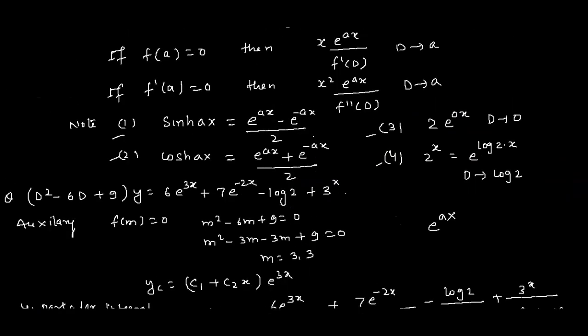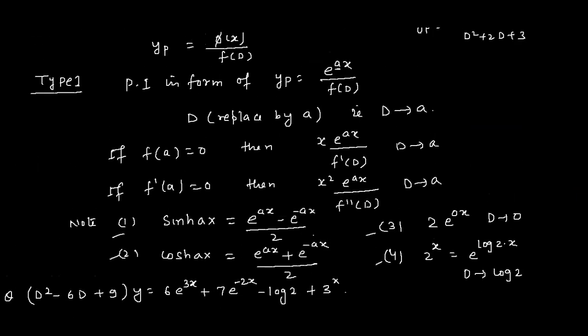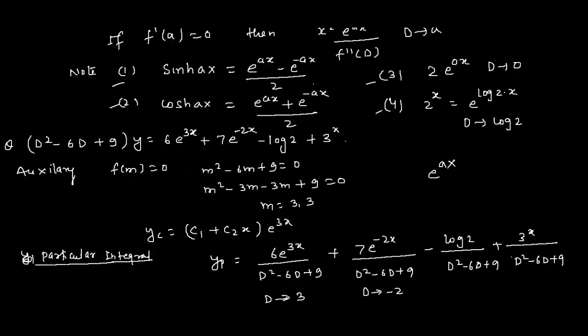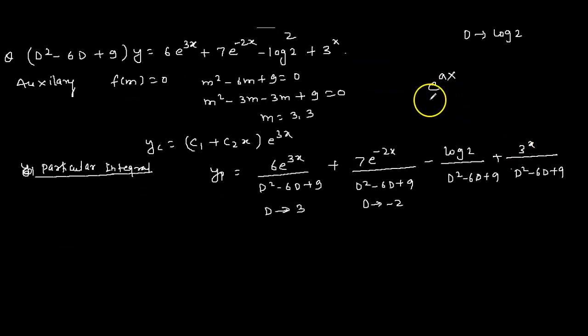No, this is type 1. Given right hand side is given e to the power of x, so you have to consider it as type 1. And type 1 is what? D replaced with a. So a is whatever the e to the power of ax format is given. So a is 3. Similarly here a is minus 2.